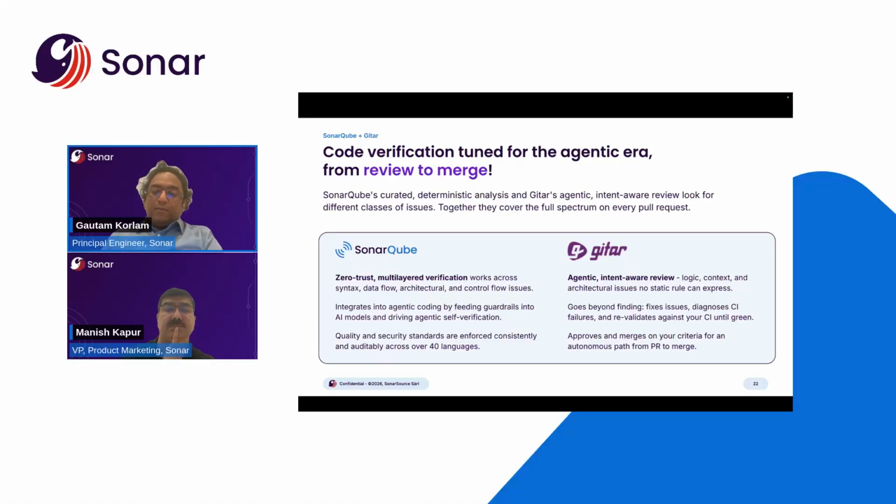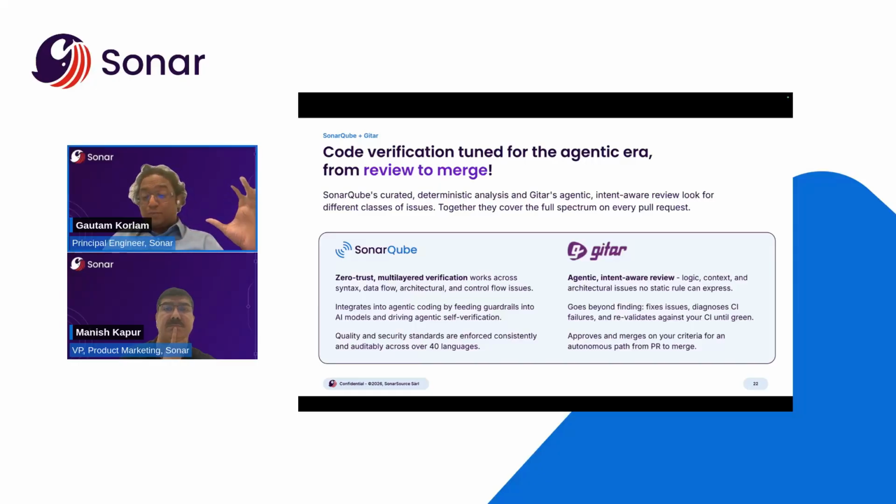And with Gitar, we are bringing in agentic intent-aware review. It looks for logic, context, and custom business-specific rules that you might have that static analysis tools are not able to express or find a little harder to express. It also goes beyond finding. As you saw in the demo, it can fix issues, diagnose CI failures, and keep iterating until your CI turns green. It's also able to approve and merge based on your criteria for an autonomous path from PR to merge. So I think they really complement each other well.